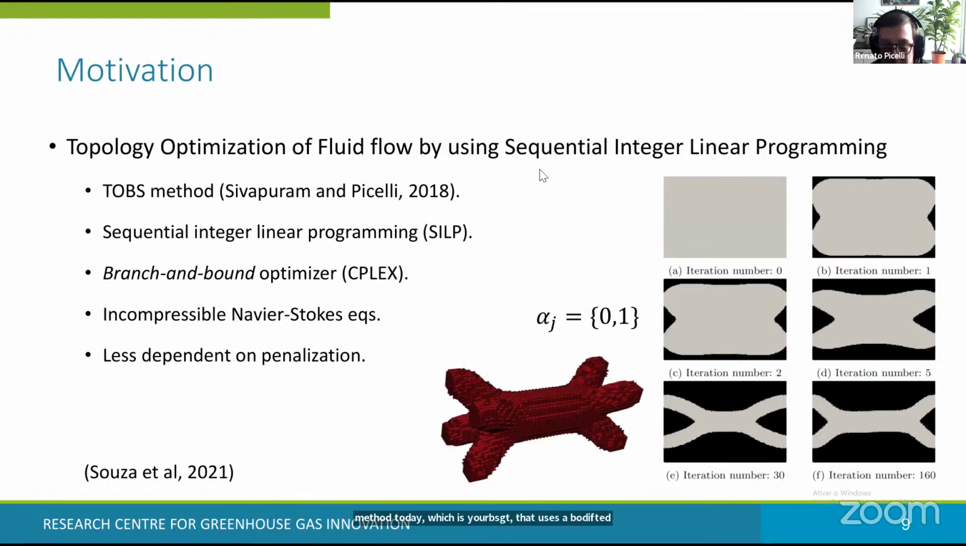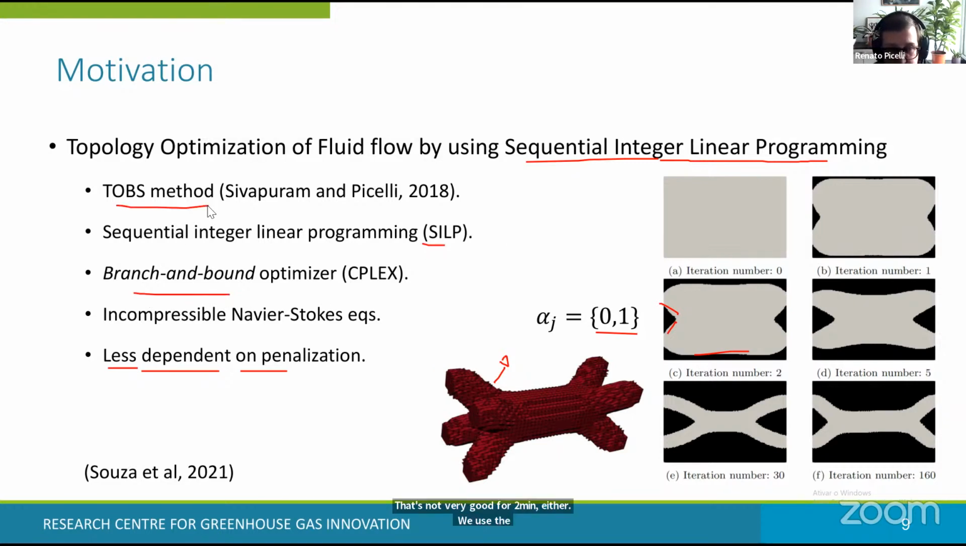Another motivation is that our group, in the recent past, developed the first method to do fluid flow topology optimization, still in laminar flow, using sequential integer linear programming, with integer variables and formal mathematical programming, because with that we can get explicit boundaries, and the method also showed to be much less dependent on penalization. But the main point here is that we get explicit boundaries, but still jagged boundaries, and that's not very good for turbulence either. We used branch and bound and SILP, and the solver was based on the TOBS method that my colleague and I developed in 2018.